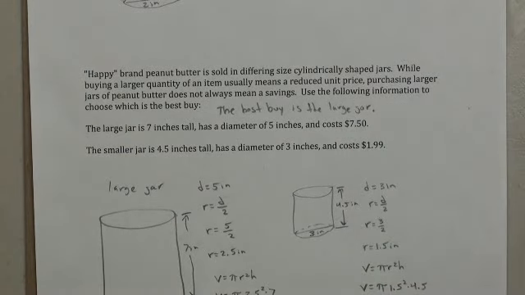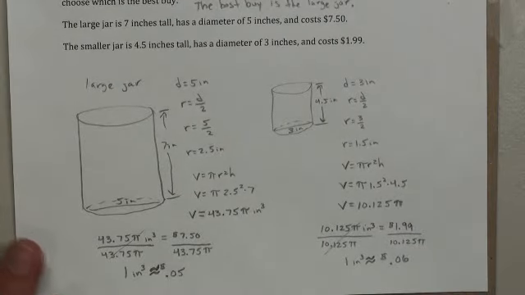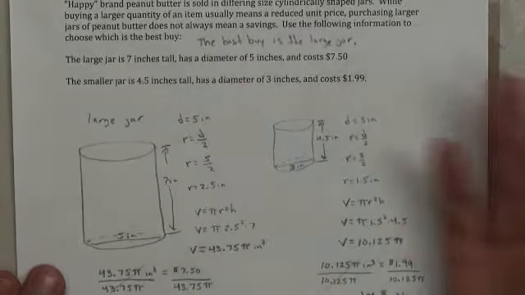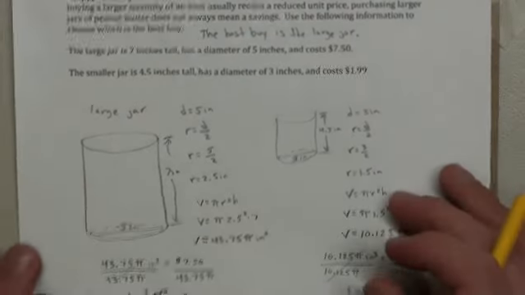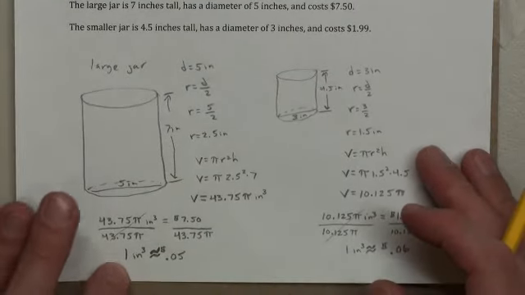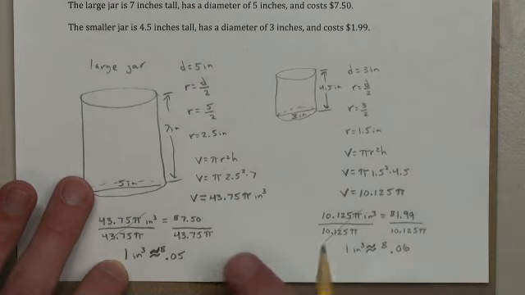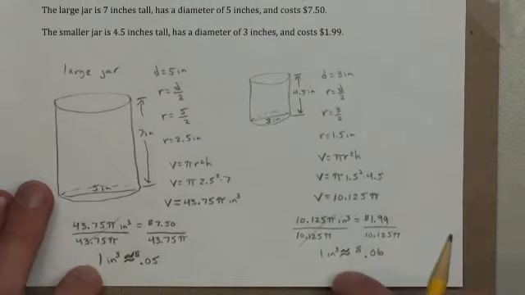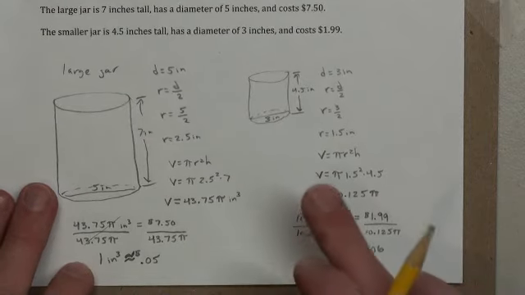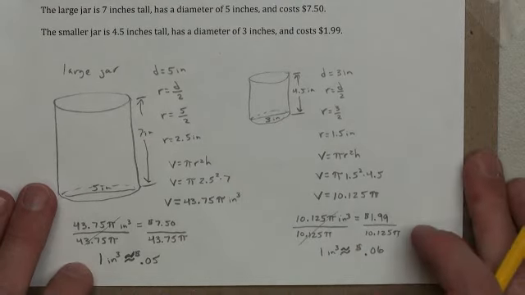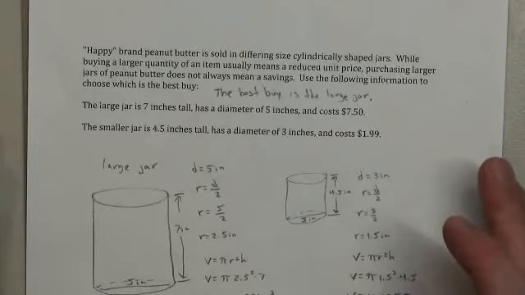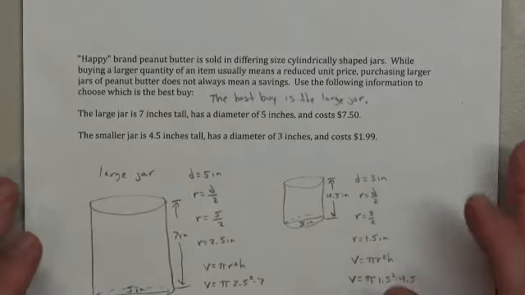Doesn't say to explain why, it just says choose which is the best buy, and I showed my work, okay, which is all you have to do. If it says explain, then you would have to write an explanation saying because for 1 inch cubed of peanut butter in the big jar, it only cost me about 5 cents, and for the same amount, 1 inch cubed in the smaller jar, it cost me about 6 cents. So you would have to write that out if this said explain, okay, or justify. But it doesn't say that.